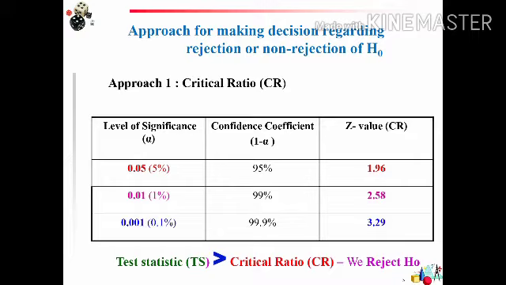And the conclusion, that is how we can decide the rejection or non-rejection of H naught based on the critical ratio. That is, for any test statistic greater than the critical ratio, we reject the null hypothesis. That is, any test statistic greater than the critical ratio, we reject H naught.